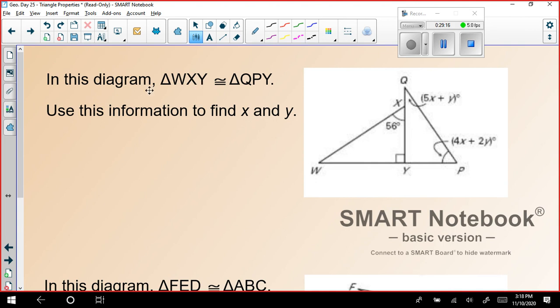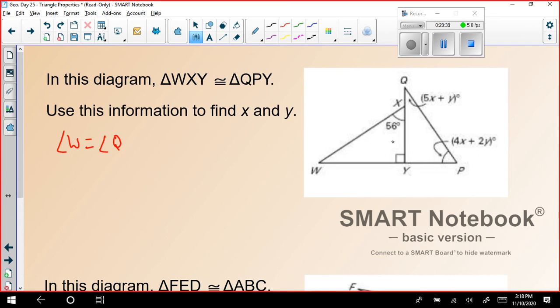Okay, in this diagram we have WXY congruent to QPY. Use this information to find x and y. I'll do the first one and then you can do the other two. I have W congruent to Q, so angle W is congruent to angle Q, and here I don't have the value of W. Let's find the angle W.